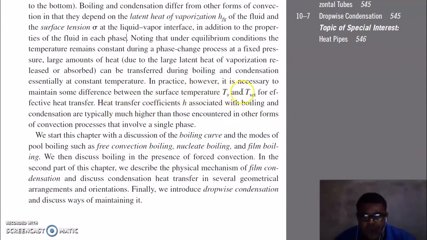Usually, however, it is necessary to maintain some difference between the surface temperature Ts and T saturation for effective heat transfer. Heat transfer coefficients h associated with boiling and condensation are typically much higher than those encountered in other forms of convection processes that involve a single phase. We start this chapter with the discussion of the boiling curve, free convection boiling, nucleate boiling and film boiling. Also we discuss dropwise condensation and film-wise condensation.